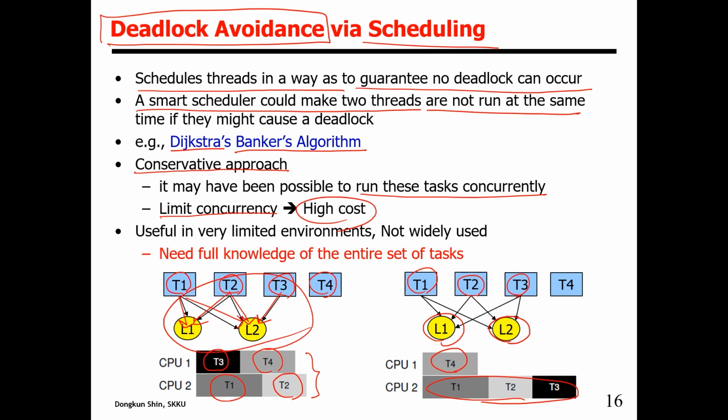So this deadlock avoidance technique is useful in very limited environments and not widely used in real systems. Especially, this avoidance technique must know the topology of the entire set of tasks. So this technique is not practical.